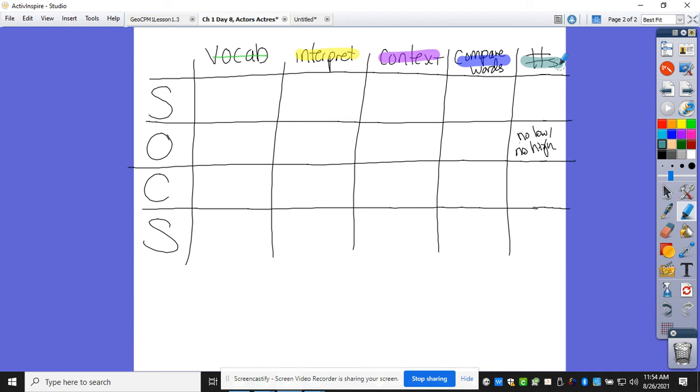While is not a compare word. I get that a lot. Both is. Similar, higher, lower.